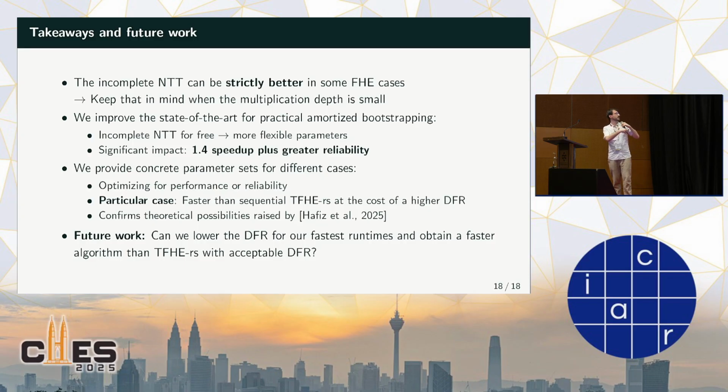For example, if you have very small bit messages, then you can optimize for performance, because you'll be able to lower the DFR together with increased performance. There is this particular case of being faster than TFHE at the cost of a much higher DFR. And this confirms some theoretical possibilities raised by a previous work of ours, where we evaluate possibilities of using the incomplete NTT in FHE.